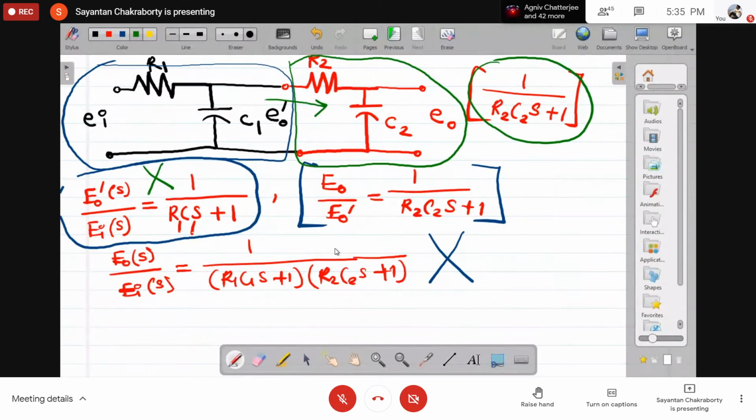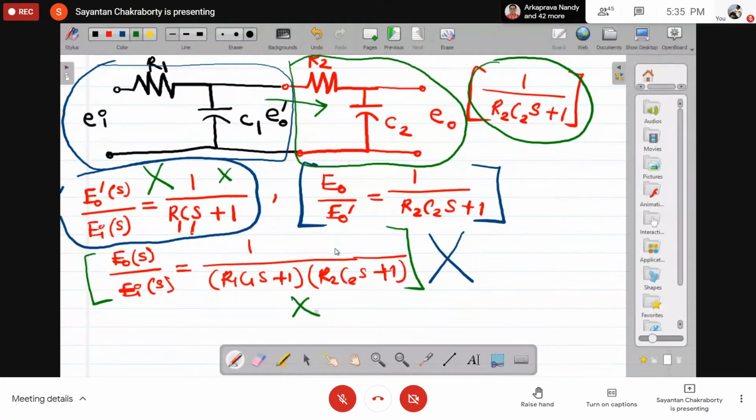So there will be a loading effect on this first part. And as soon as there is a loading effect in the first part, the assumption of no loading is no longer valid. Consequently, the original transfer function will no longer be valid. Although this may be valid because there is no loading on the E0 part, still this expression 2 will not be valid.